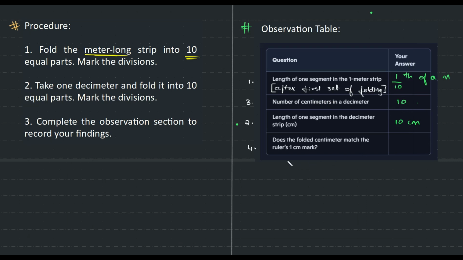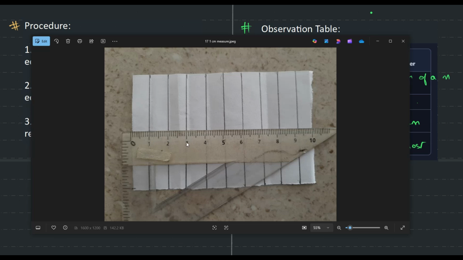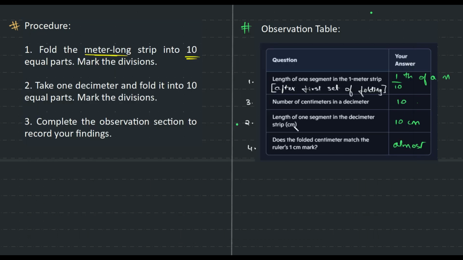Does the folding centimeter match the actual ruler's scale 1 centimeter mark? Almost. Right? I kind of got it. I was very happy to see 2 and 3 being right. Actually, 2 and 3 is the right benchmark. The initial folding, if it's right, means you kind of got it. The final folding, yeah, it will go bad for obvious reasons, folding reasons. But if not, yes, we got it right.